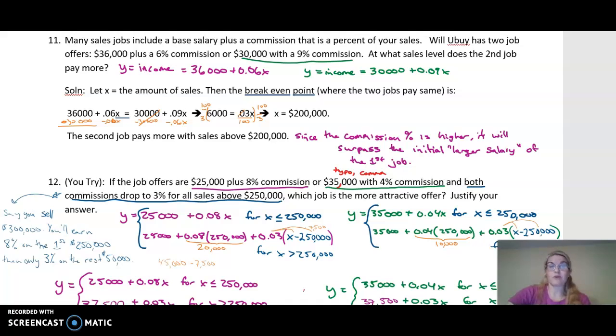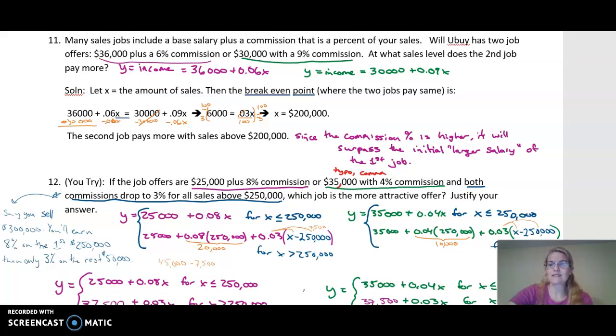So, number 11, right? Many sales jobs include a base salary plus a commission, which is a percentage of your sales. So think real estate. A lot of real estate agents might earn a base salary plus the more they sell, the more money they make. So in this example, it was comparing these two jobs, like job purple and job green. And so in job purple, you start off with a larger base salary, but you have a smaller commission. Green job, you earn more the more you sell.